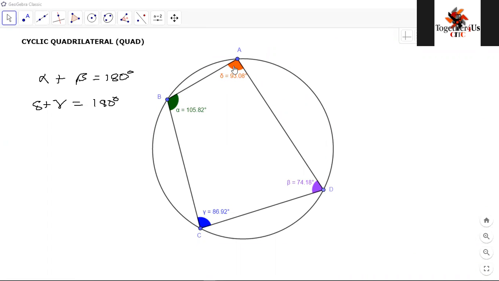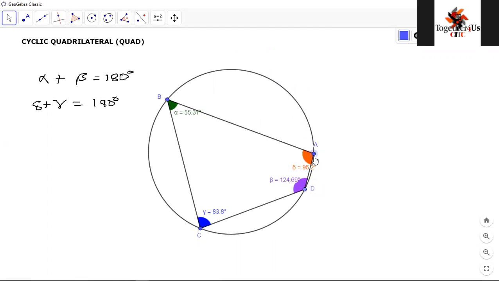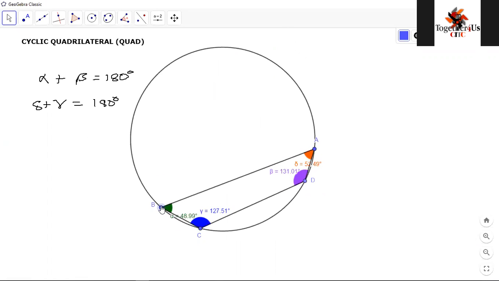Check this out. If I move angle A such that it is that close, this does not change the fact that delta and gamma are still opposite angles. I need you to get this in your mind. And this is what examiners do to try and catch you guys. They just put different scenarios.